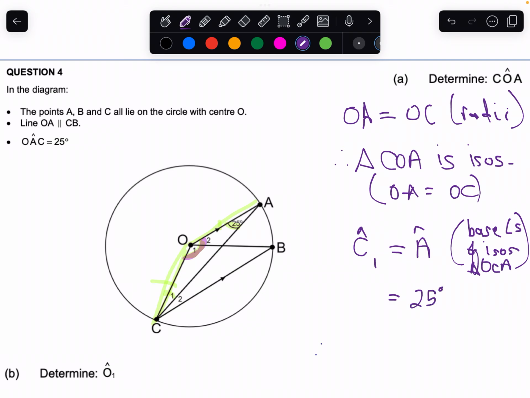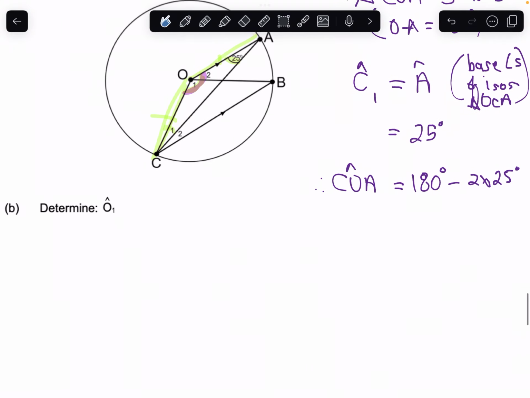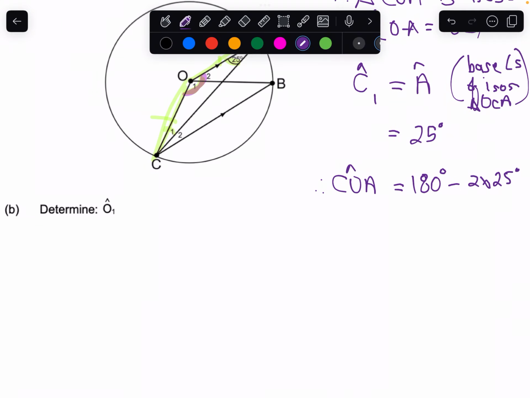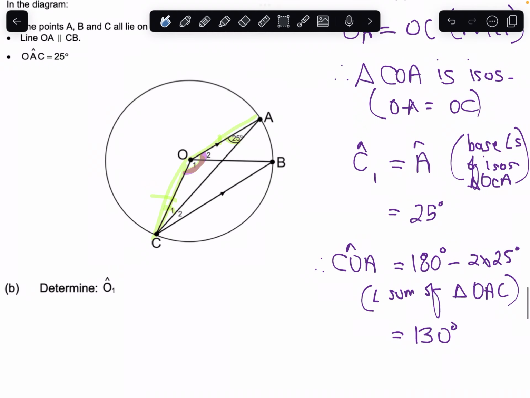And so therefore angle O will be equal to, or rather, let's name it in full, angle COA will be equal to 180 degrees minus 2 times 25 degrees, and that is because of the angle sum of triangle OAC. Write your reasons next to your statement. And that will give us 130 degrees.